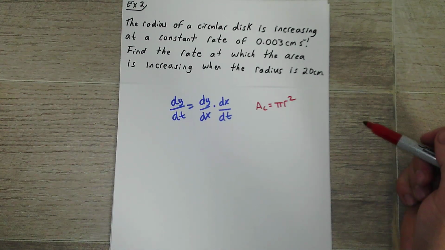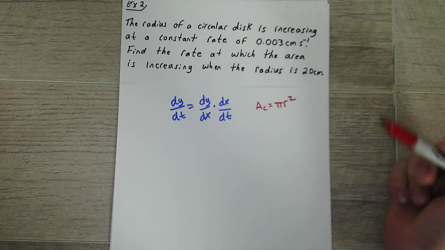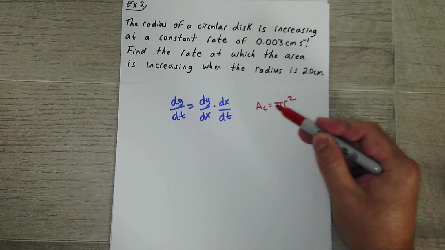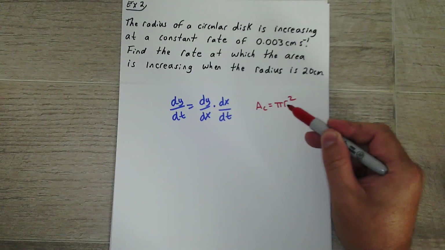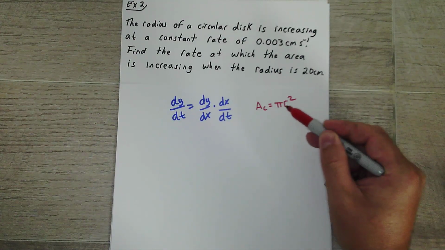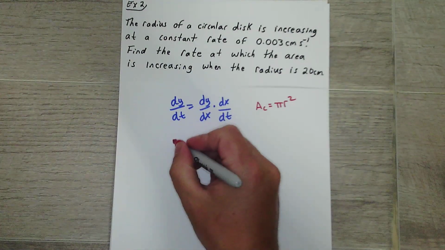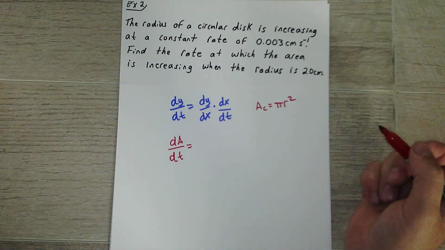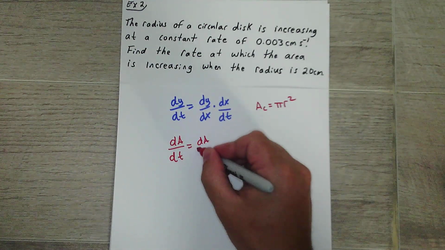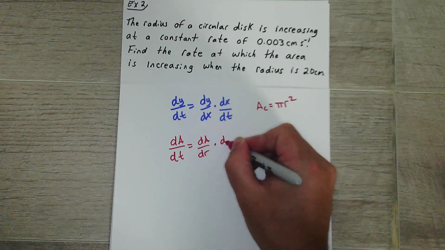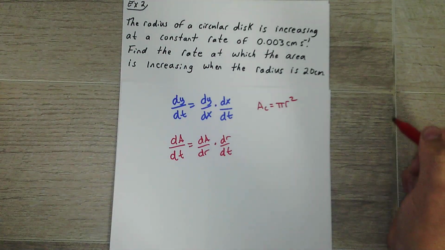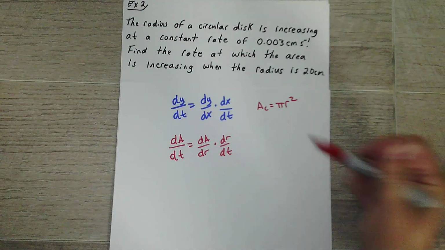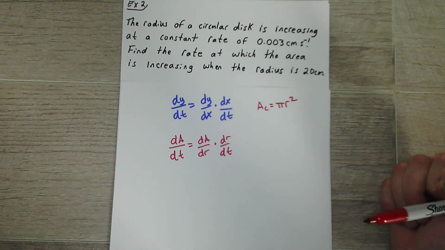So the area of a circle is pi r squared. So that's going to be my y equation. So my y here is A, which is area, and what does area depend on? Radius. So this is my y, this is my x. Okay, so I can rewrite it as dA/dt is equal to dA/dr times dr/dt. Remember, dt never changes. You just change out your y and x based on what you're dealing with. In this case, it's area and radius.